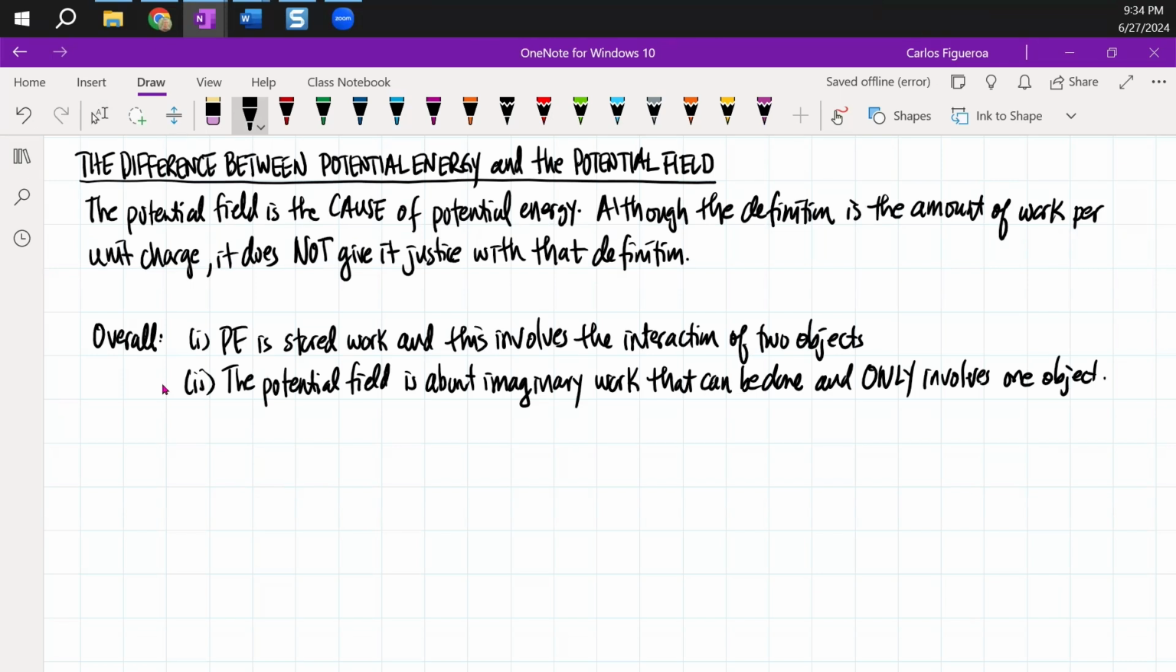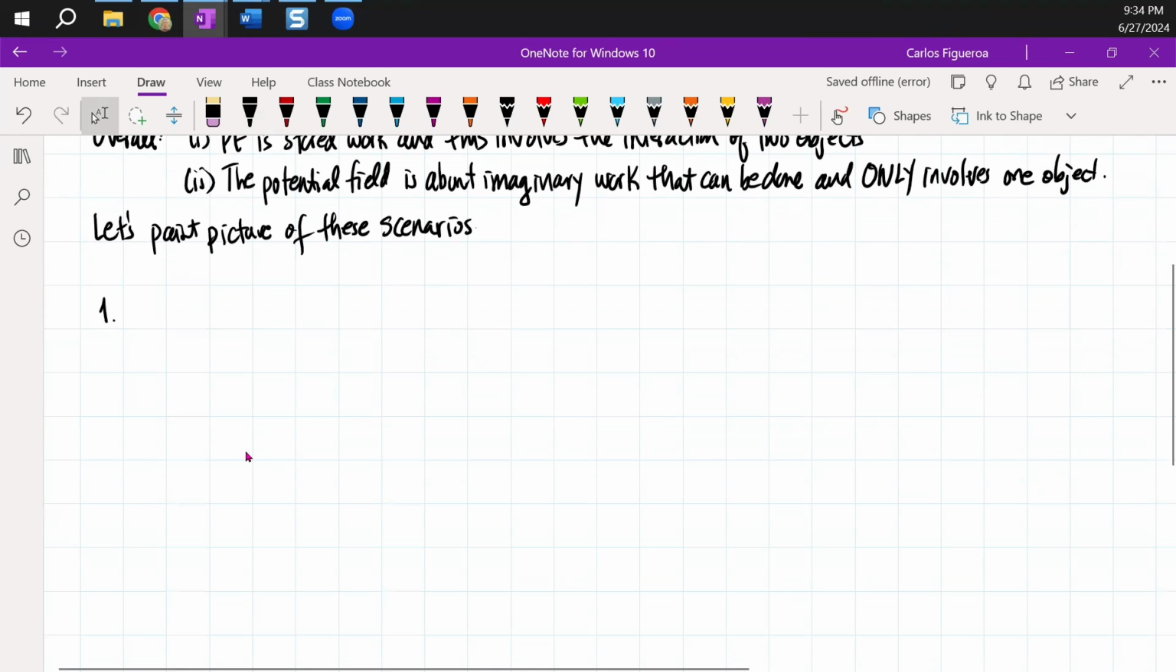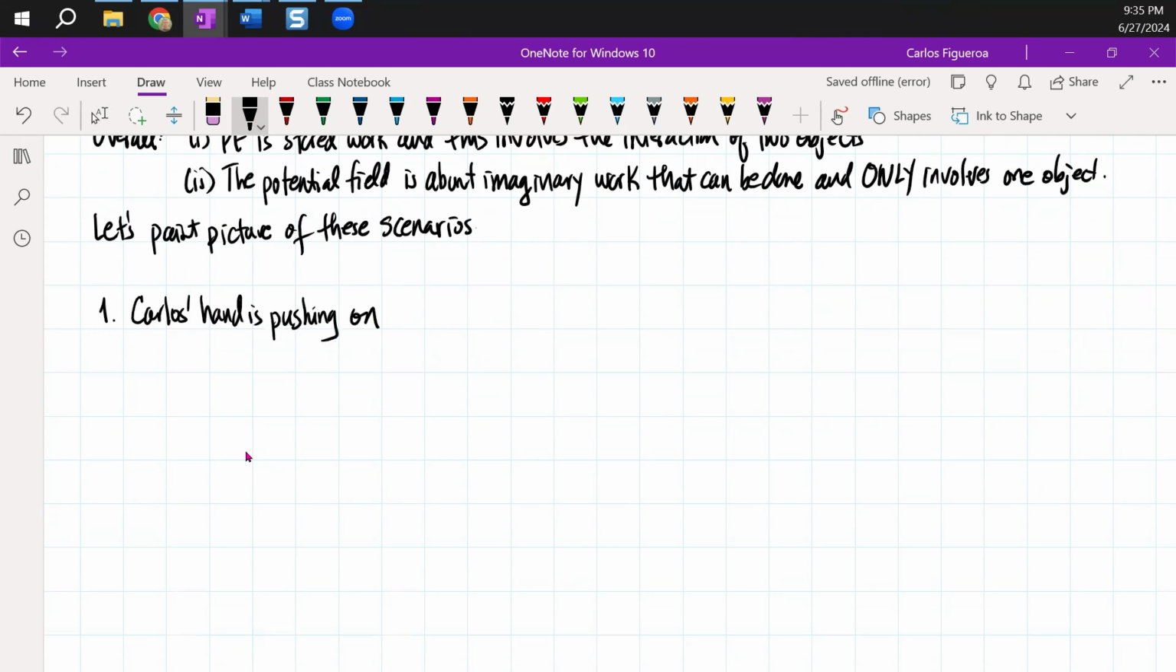So I want to expand on that picture right there. Let's paint a picture of these scenarios. So the first one that I want to look at is that I'm going to imagine that my hand is going to be pushing on a block. So Carlos's hand is pushing on a block.